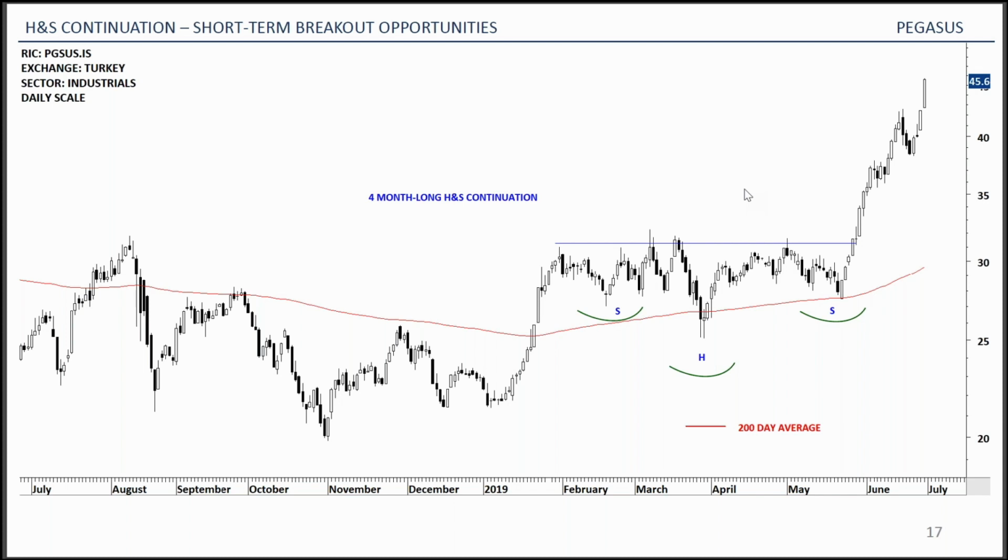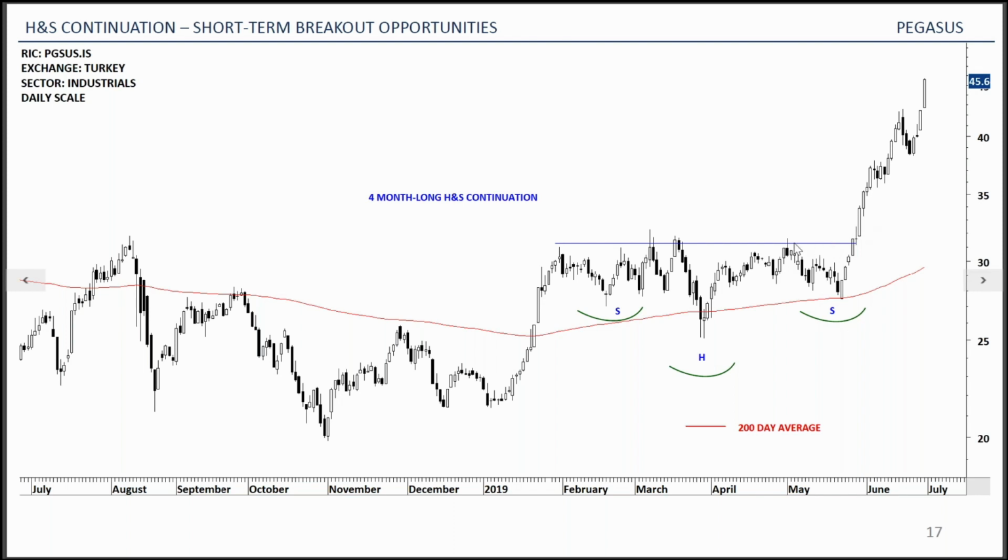So what we are seeing here is a 4-month-long head and shoulder continuation. Left shoulder, head, right shoulder, a clear neckline, horizontal boundary. I like the horizontal, even with head and shoulder tops, head and shoulder bottoms, head and shoulder continuations, I like to see a neckline that is horizontal. Several tests of chart pattern boundary, breakout takes place, strong trend continues. The breakout is taking place above the 200-day moving average.